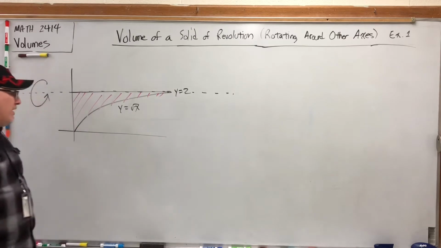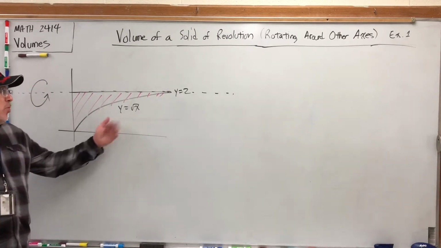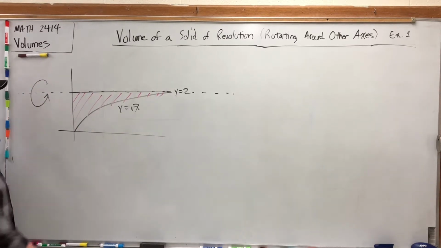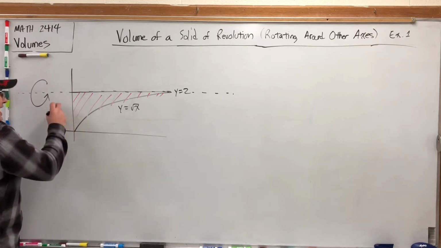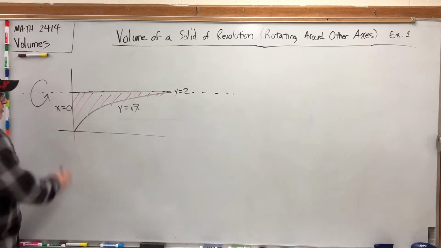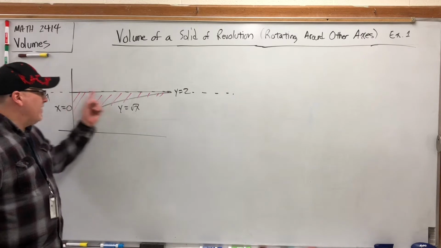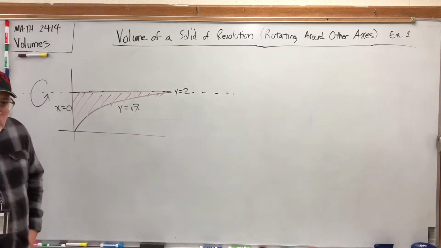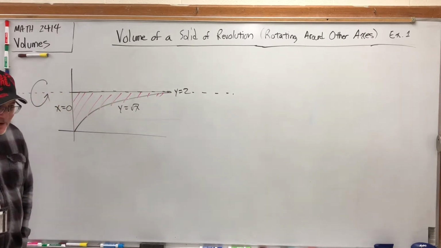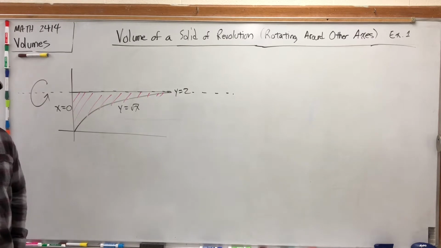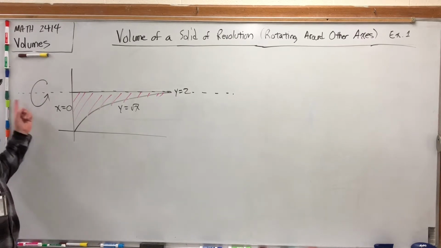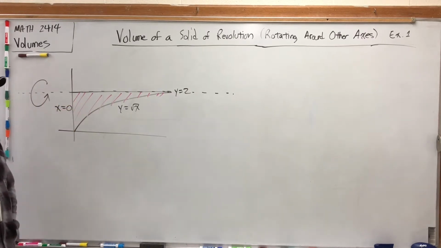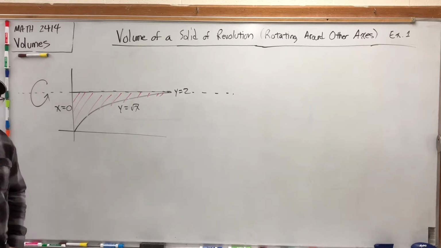A lamina bounded below by y equals the square root of x, bounded on the left by the y-axis, also called x equals 0, and bounded above by the horizontal line y equals 2. But this time we're going to rotate it around a different axis of rotation. We're actually going to rotate it around its upper boundary, around the horizontal line y equals 2.